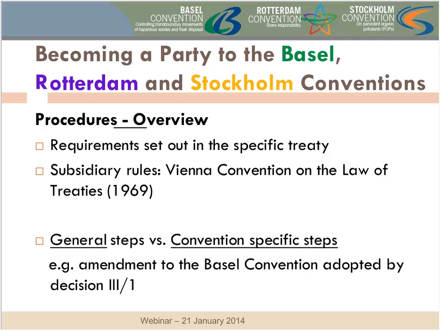What we'll look at is both the requirements that are set out in specific treaties that we're looking at, as well as subsidiary rules that may be contained in the Vienna Convention on the Law of Treaties. So there are general steps which would apply, as well as convention-specific steps.